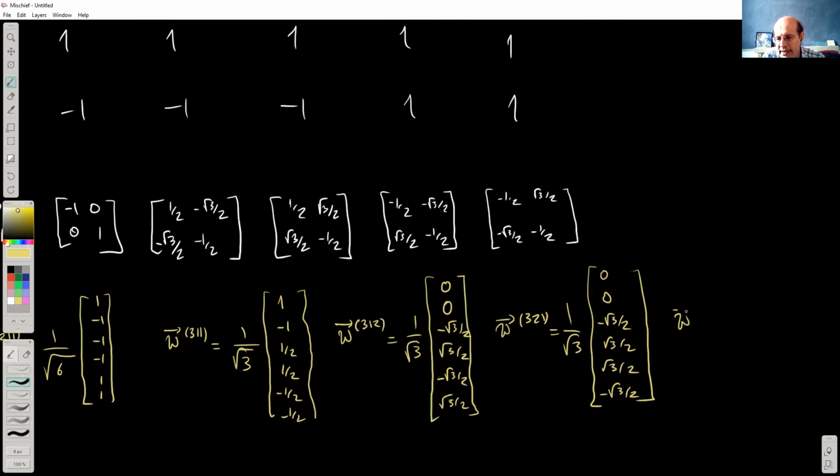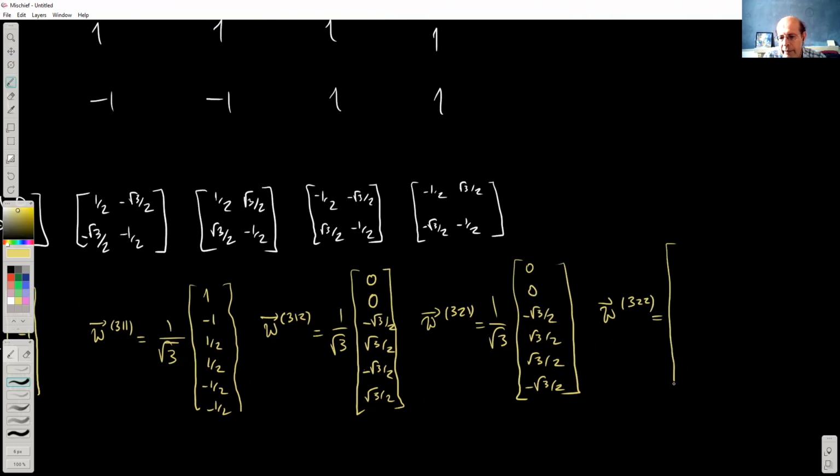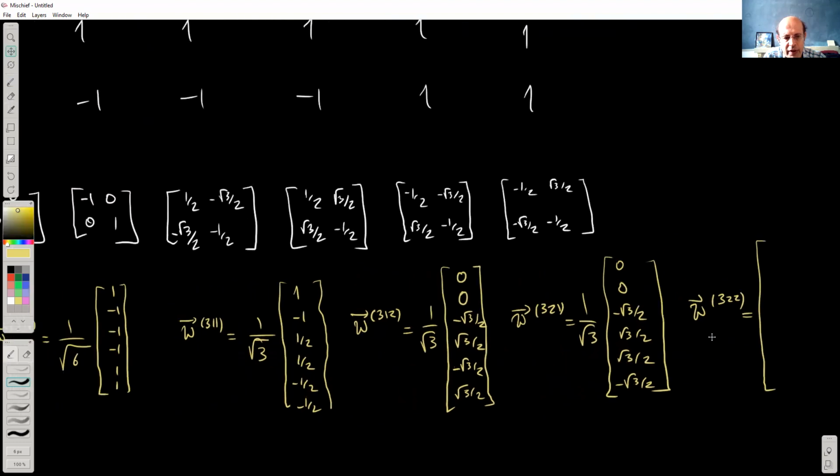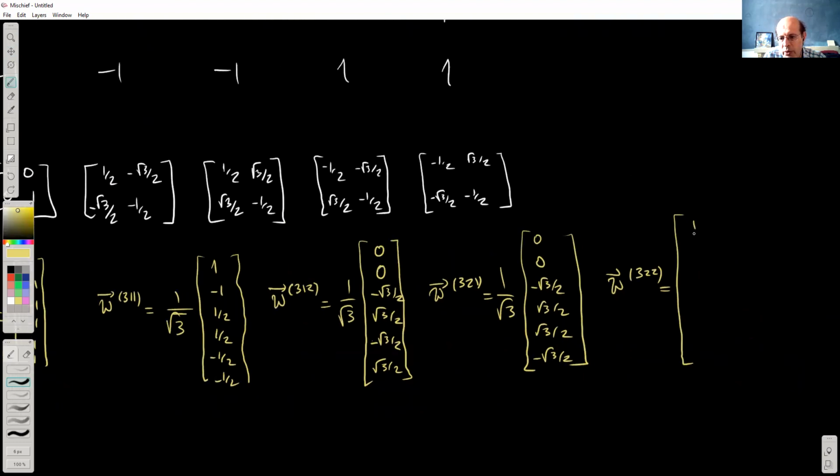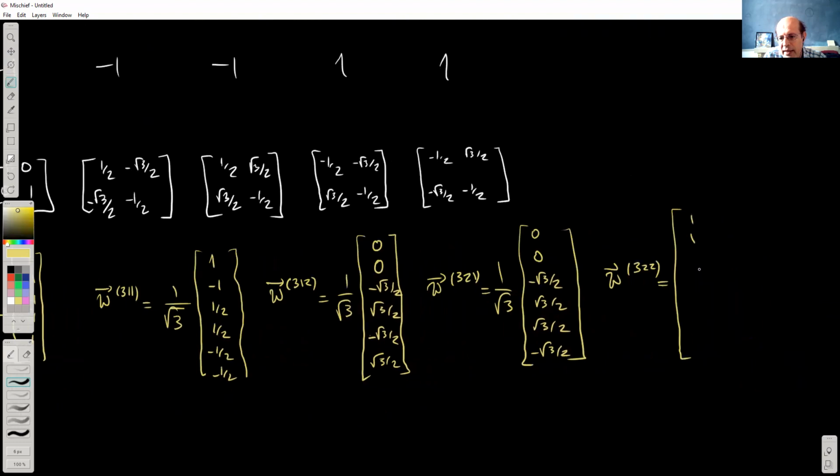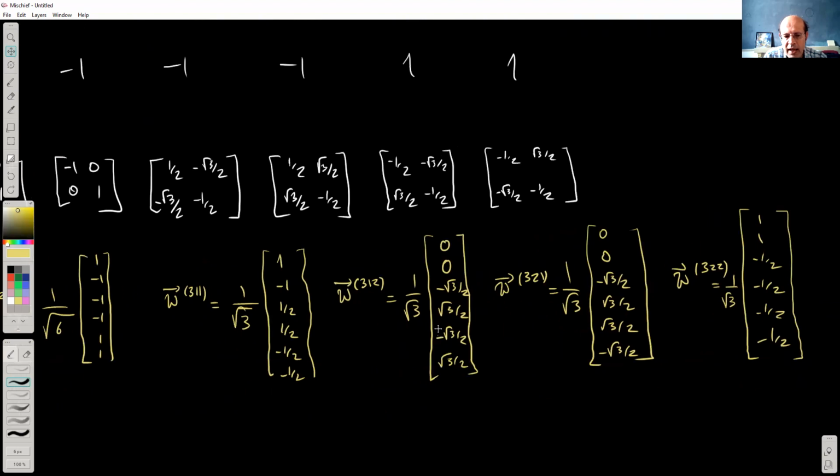And finally, this is W322. I'm going to start with 1, 1, and then minus 1 half, minus 1 half, minus 1 half, minus 1 half. All right. There's also 1 over root 3 in front. So I'm going to write it down like that. Okay.